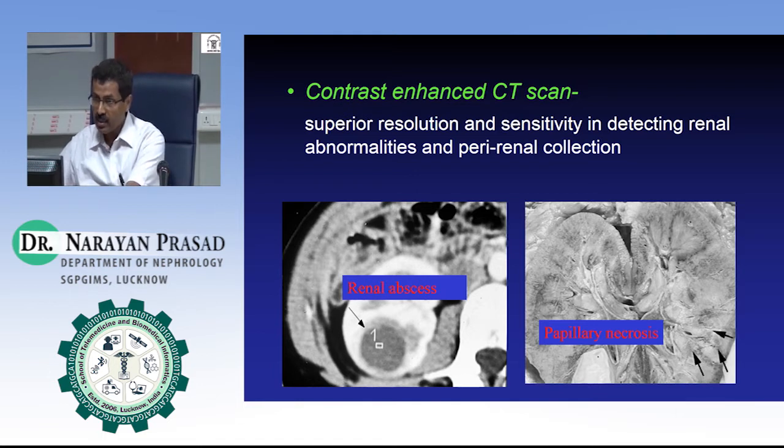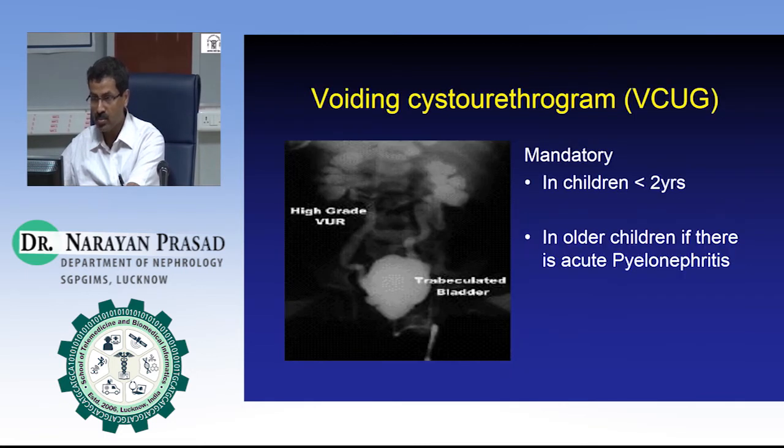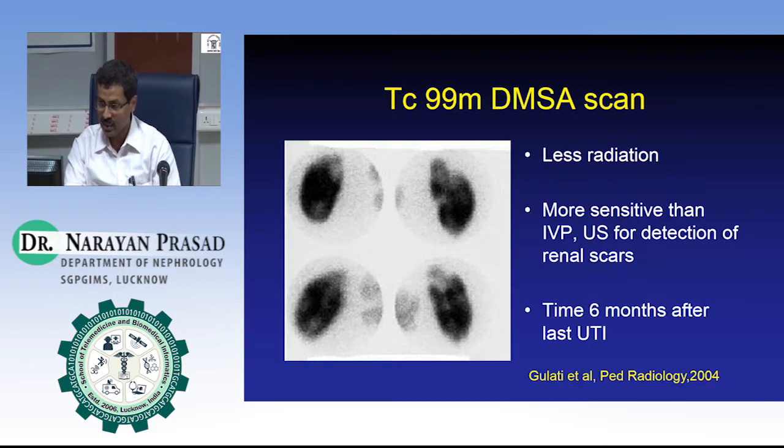Newer imaging modalities are cyclic voiding cystourethrograms, cyclic direct radionuclide cystograms, and echo-enhanced voiding urosonography. These are the new modalities, but they are not available everywhere. By these methods we can also detect vesicoureteral reflux.